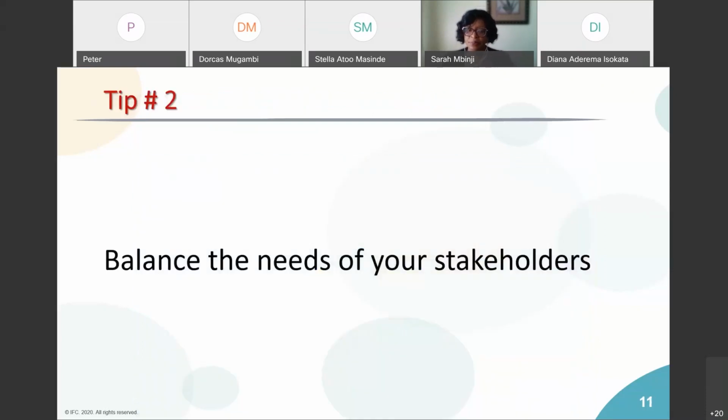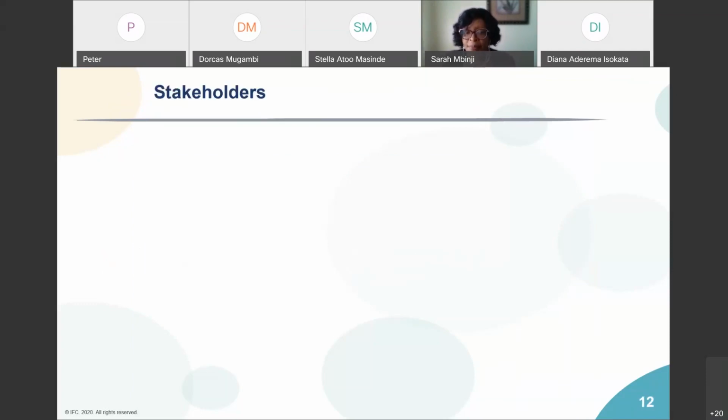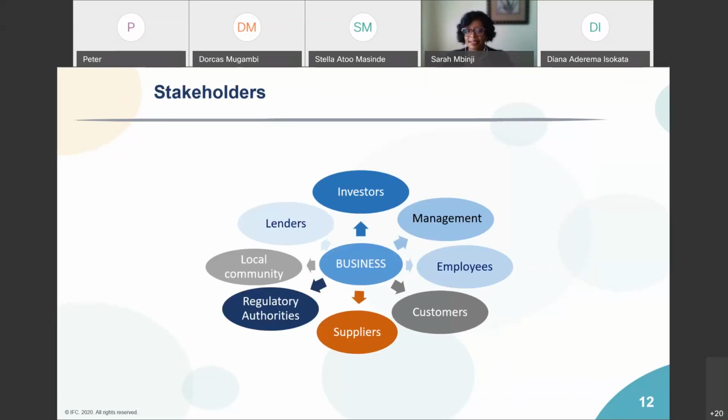Tip number 2, it's very important for us as importers and clearing and forwarding agents to understand the different needs of our stakeholders. And who is a stakeholder? A stakeholder is anybody who interfaces or interacts with your business in one way or another. So for example, that's you in the business, there in the center, and there are people who surround you, because nobody operates in a vacuum.